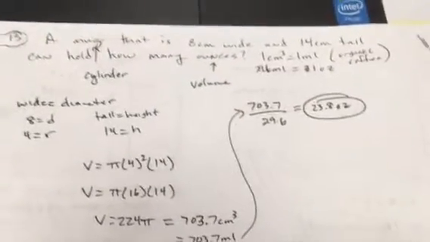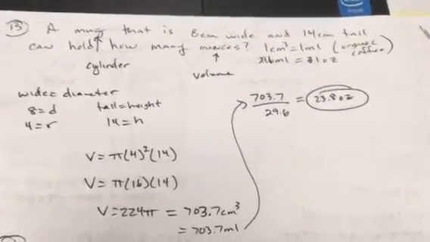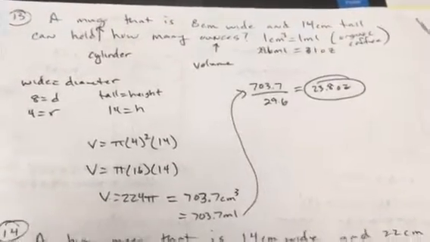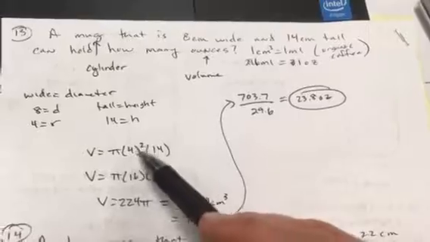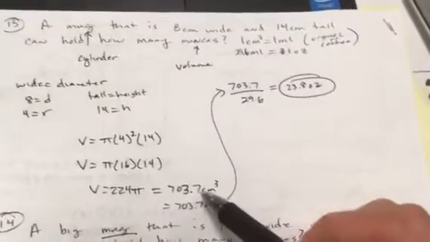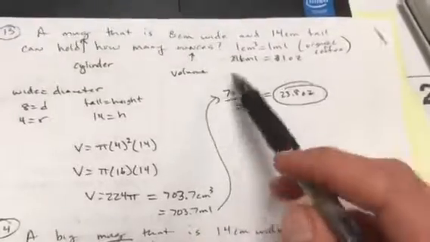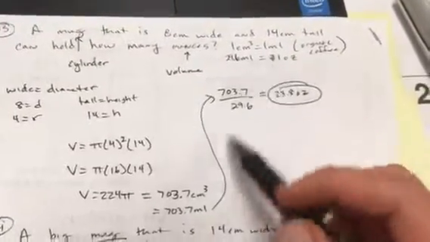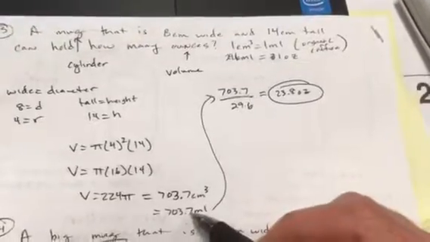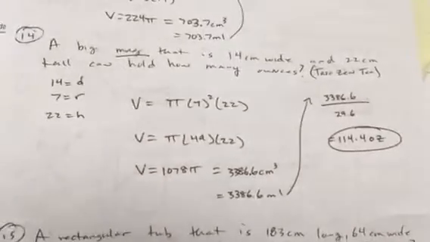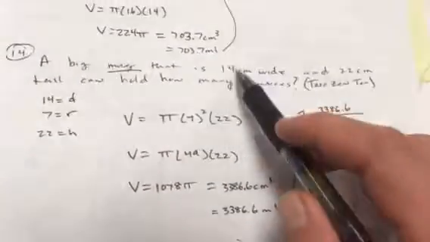A mug, guys. That's a cylinder. That is 8 centimeters wide. That's the diameter, and 14 centimeters tall. That's the height. Can hold how many ounces? This is a volume question. Volume is pi radius squared times the height. Get it in terms of pi. Actually, type pi in your calc. Remember, a cubic centimeter is a milliliter. And if I want to go from milliliters to ounces, I just divide however many milliliters I have by 29.6. That's 23.8 ounces.